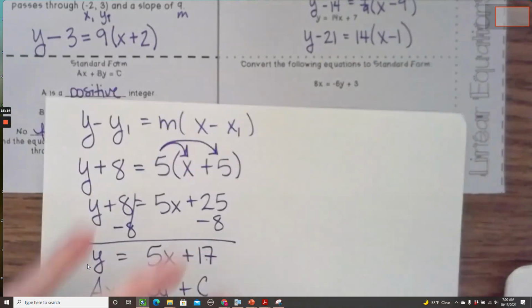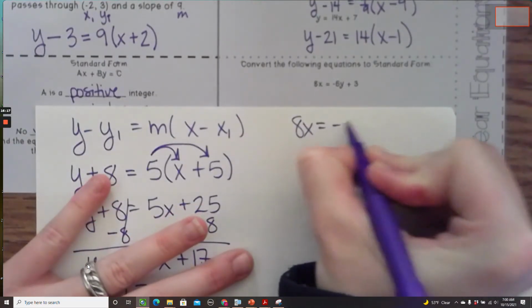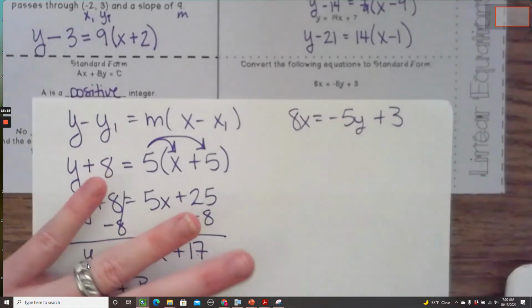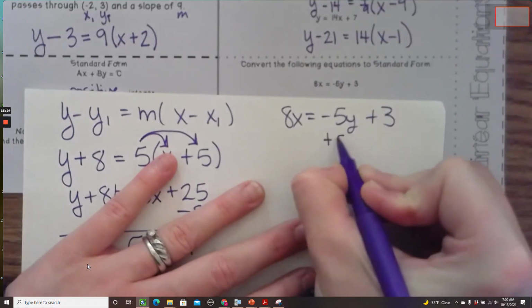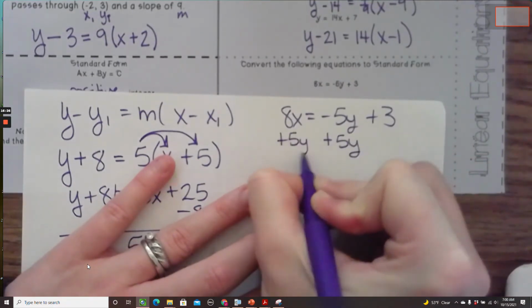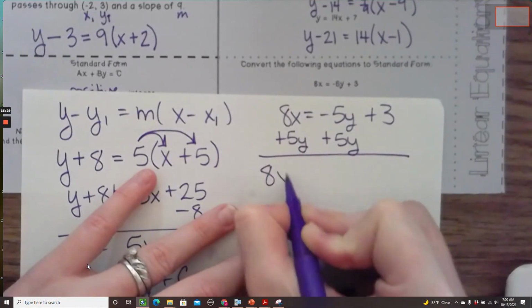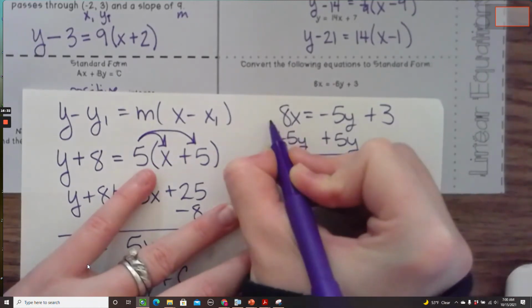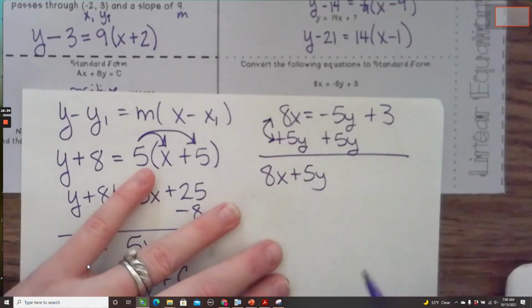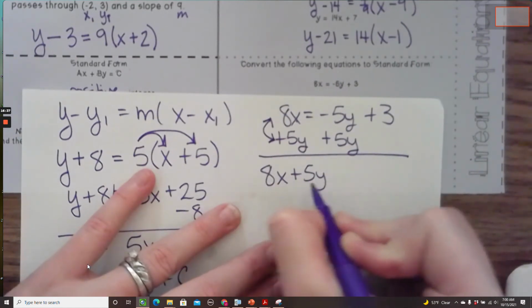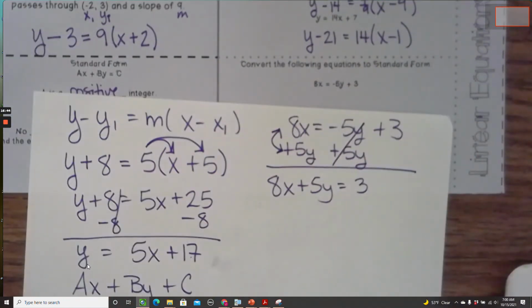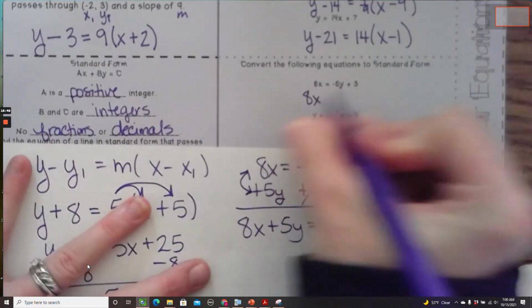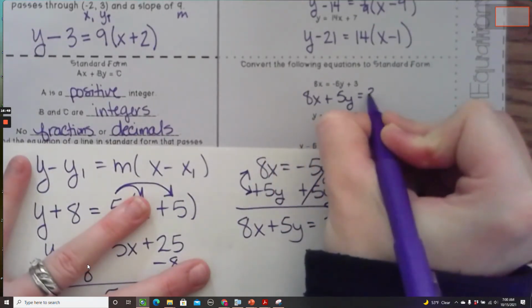All right, the next one. We have 8x equals negative 5y plus 3. This is a pretty easy conversion. So I am going to add 5y to both sides. So here I have 8x plus 5y, because these are not like terms. Their variable is different. So that's why you just write them side by side. This cancels, equals 3. Oops, sorry, it froze. So I have 8x plus 5y equals 3.